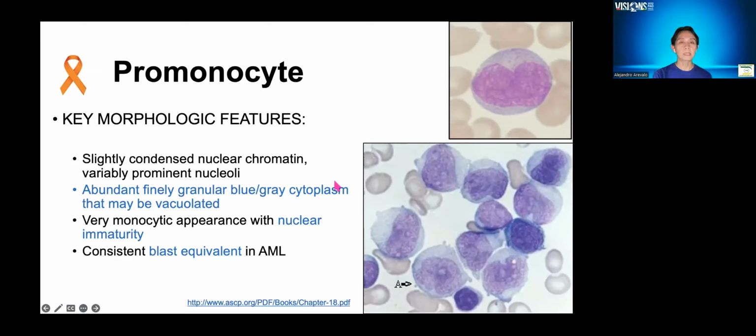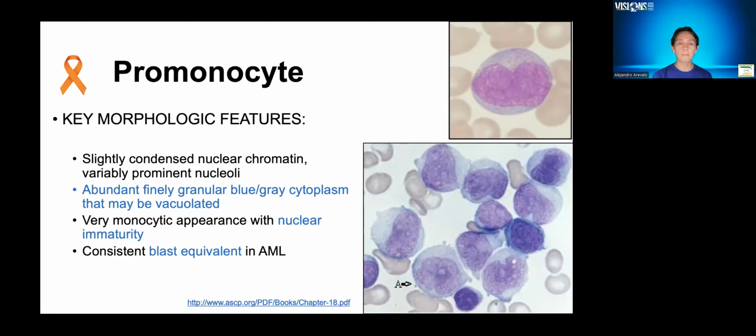Now, this is a typical example of a promonocyte. In a promonocyte, the cytoplasm is abundant. It's grayish blue in color, and may or may not have vacuoles. And of course, the nucleus appears immature, and there would be delicate folding of the nucleus. Similar to your promyelocytes, your promonocytes are considered blast equivalents.